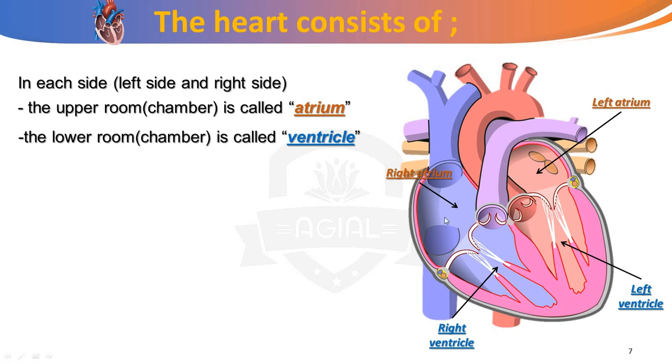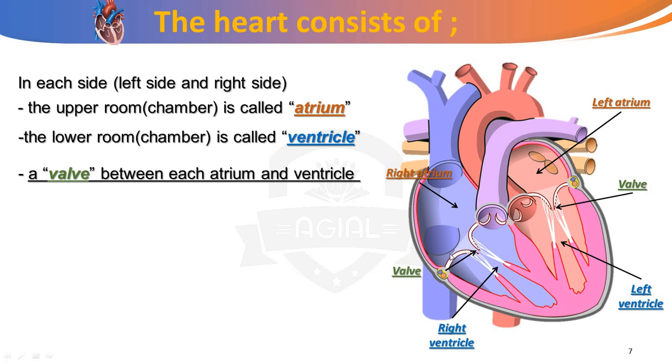Between the right atrium and the right ventricle, there is a valve. In the same way, between the left atrium and the left ventricle, there is a valve too. So there is a valve between atrium and ventricle in each side. This valve helps the blood to go from atrium to ventricle.